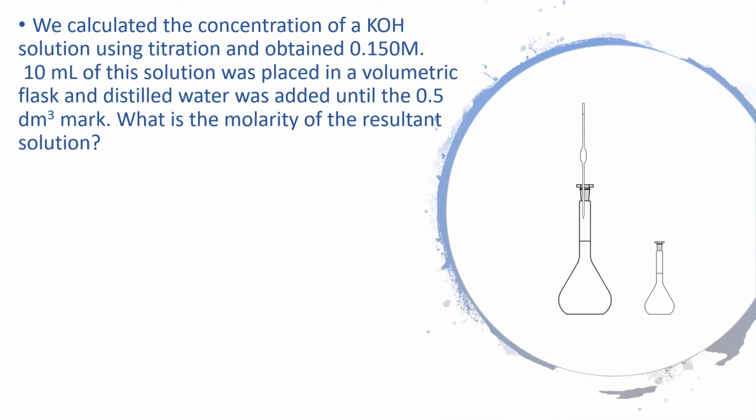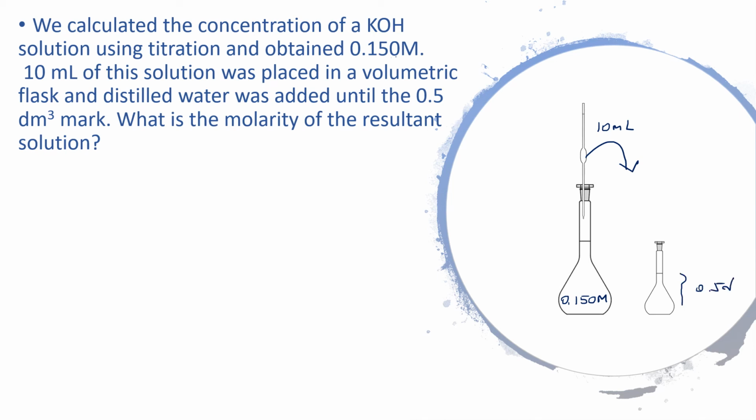In this problem, the wording is a little bit different, but the solution is exactly the same as the other one. It says, we calculated the concentration of potassium hydroxide solution using titration. That is extra information. And we obtained 0.150 molar. We still do not know if that is the concentrated or the diluted. So let's continue. 10 milliliters of this solution was placed in a volumetric flask. That means that was the volume that was extracted. That means that those 10 milliliters are from the 0.150 molar.